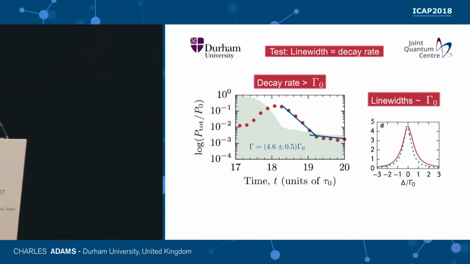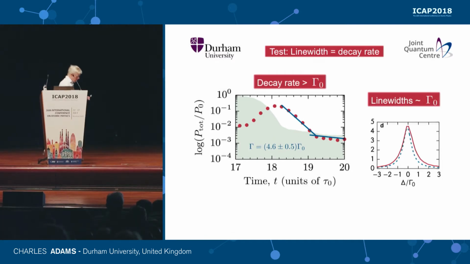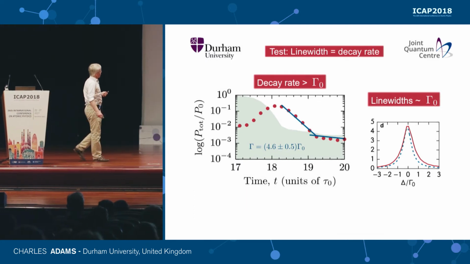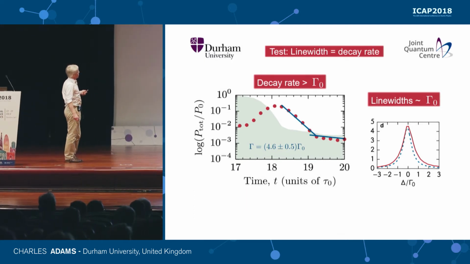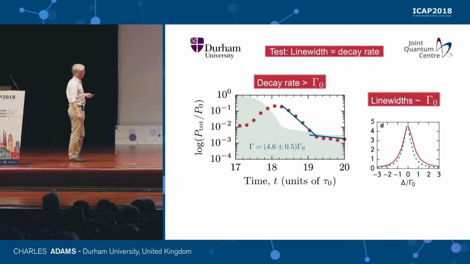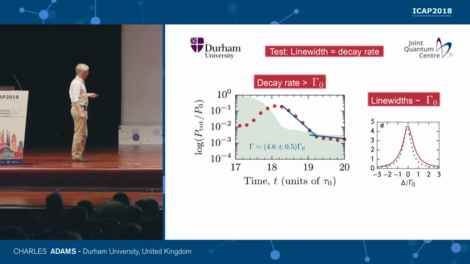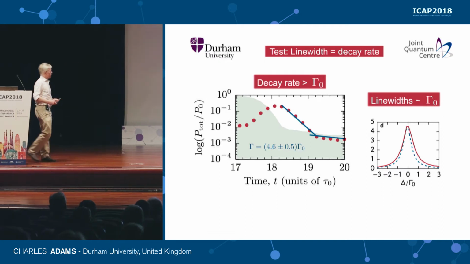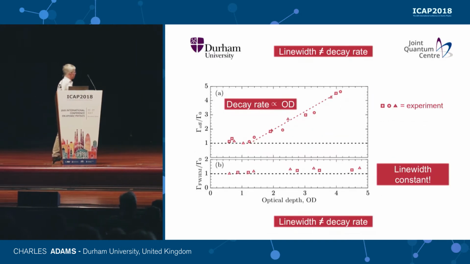So is this just a simple sort of superradiance? And how does it compare if we test our hypothesis that line width equals decay rate? What we find is that the line width isn't many gamma, actually. It's nowhere near 5 gamma. It's just a little bit more than gamma. So that was the real surprise in our experiment.